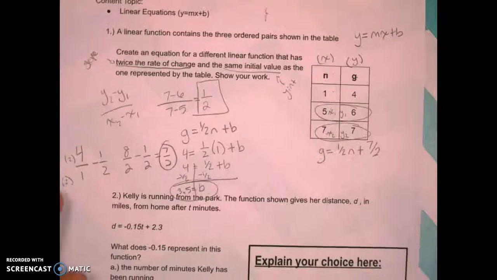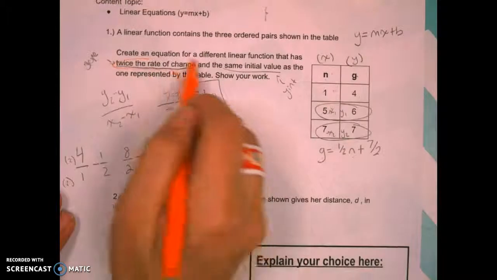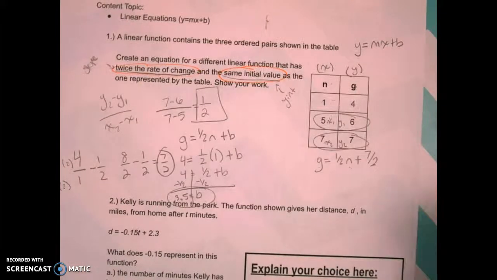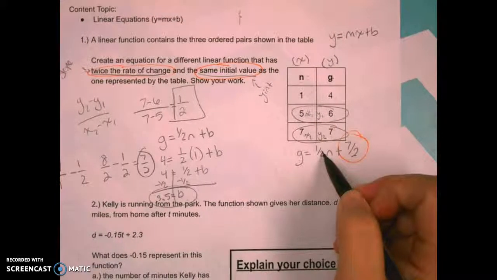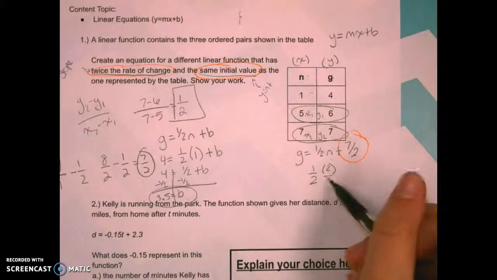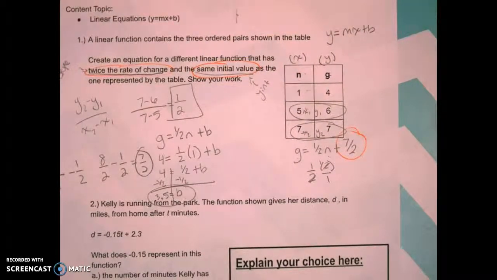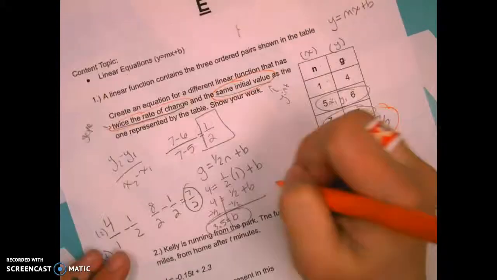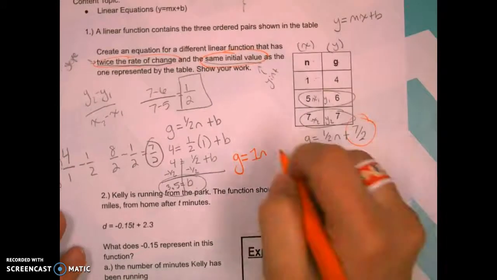But I'm still not done. What it says up here is that I need to create a different equation with twice the rate of change and the same initial value. So this 7 over 2 is going to stay the same. And I need to double my half. So 1/2 times 2, look at these, these two cancel and I'm left with 1. Or if you know that a half plus a half, if I have 50 cents and I get another 50 cents, it's going to equal a whole dollar. So my new equation, I'll write in orange, is going to be g equals 1n, or just n, plus 7 over 2.